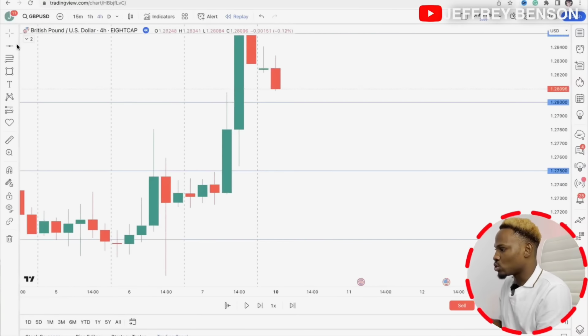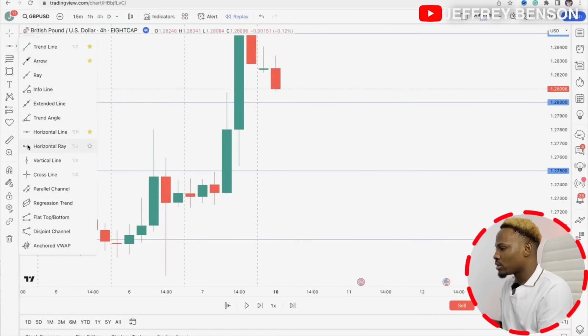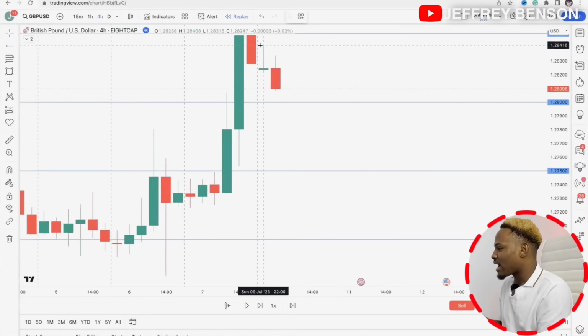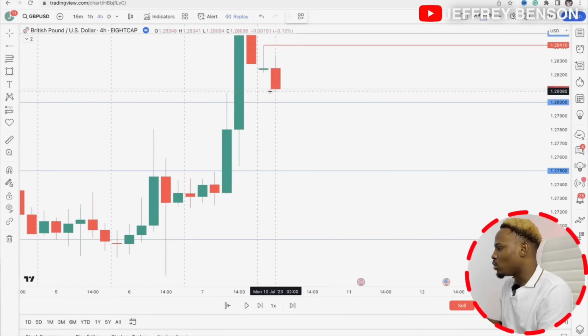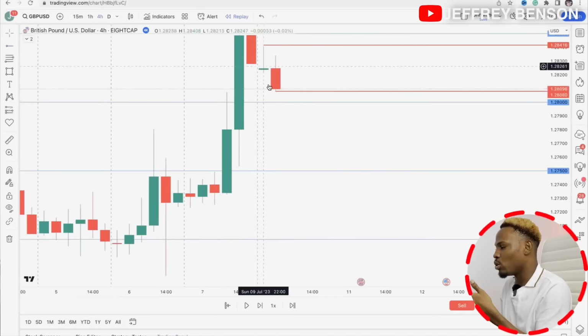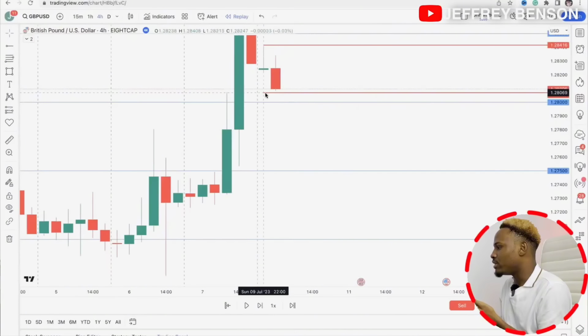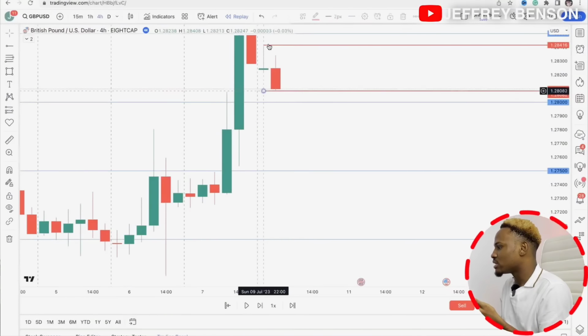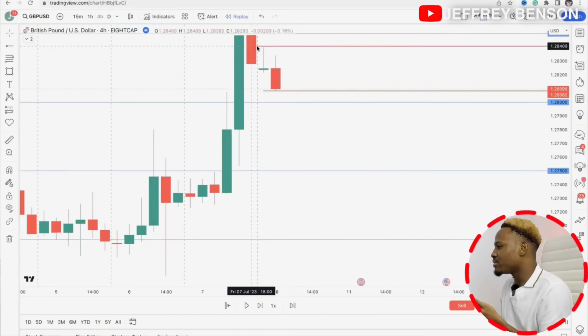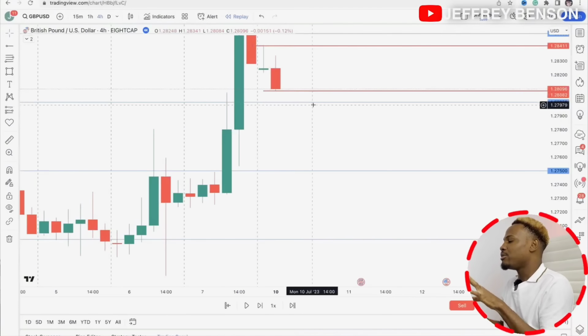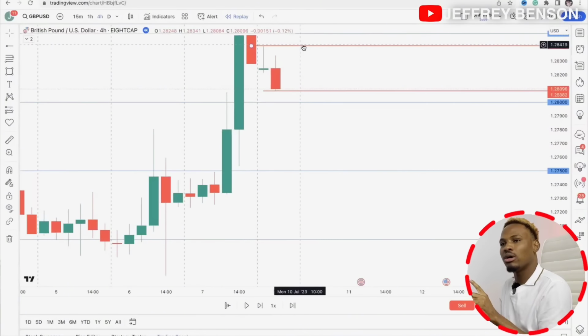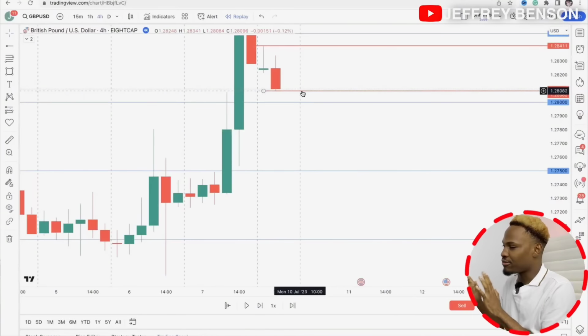So what I'm going to do is come to the trend line tools, pick up the horizontal ray, mark out the high, pick it again, and mark out the low of either of them. Sometimes it might be both of them, but whichever forms the highest and the lowest. Once you have marked it out, if price breaks above this upper line, then you're going to be doing more buys. If it breaks beneath it, you're going to be doing more sells.